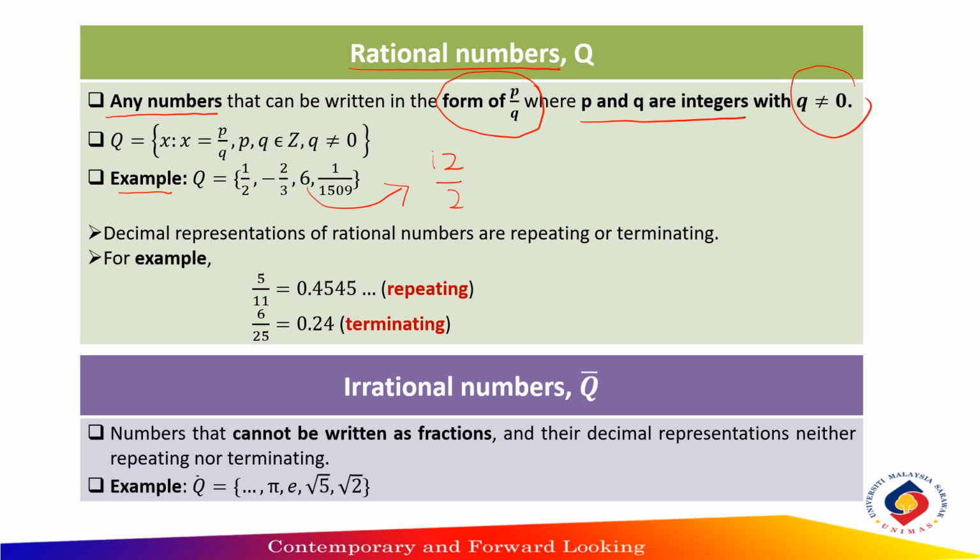So the decimal representation of rational numbers is repeating or terminating. So we have two. For example, 5 over 11 is equal to 0.4545454545 and so on. So this we call repeating. And then another one, 6 over 25, which is equal to 0.24. So this we call terminating. Okay, so we have two decimal representations, which are repeating and terminating.